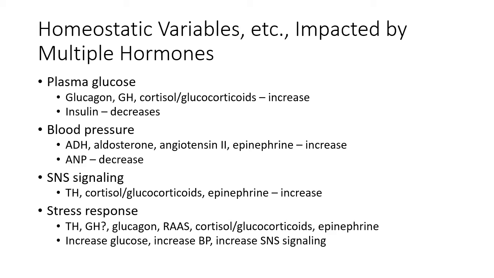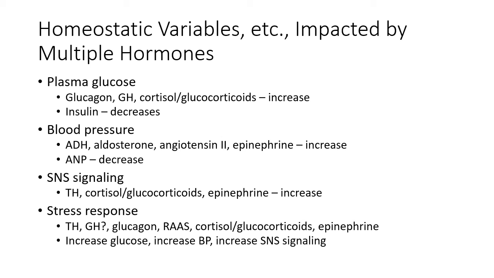Then you have signaling in the sympathetic nervous system that's affected by multiple hormones. That would be thyroid hormone, cortisol, and the other glucocorticoids, and epinephrine itself. So thyroid hormone and cortisol and the glucocorticoids both act to increase the number of alpha and beta receptors that are on target cells for the sympathetic nervous system.